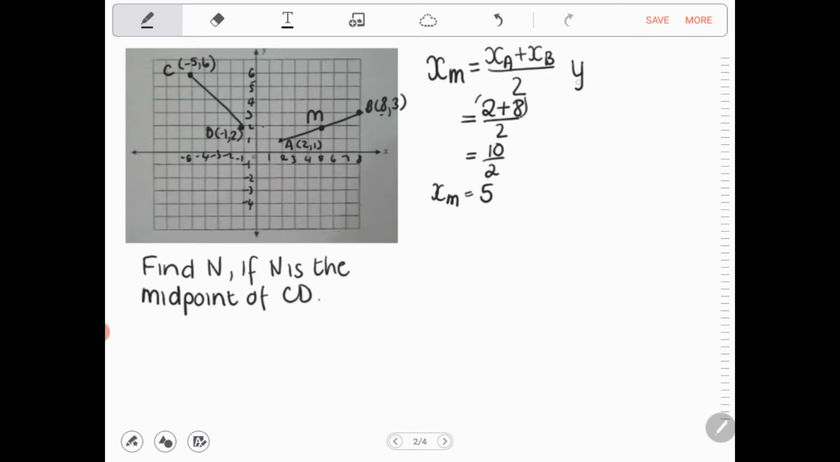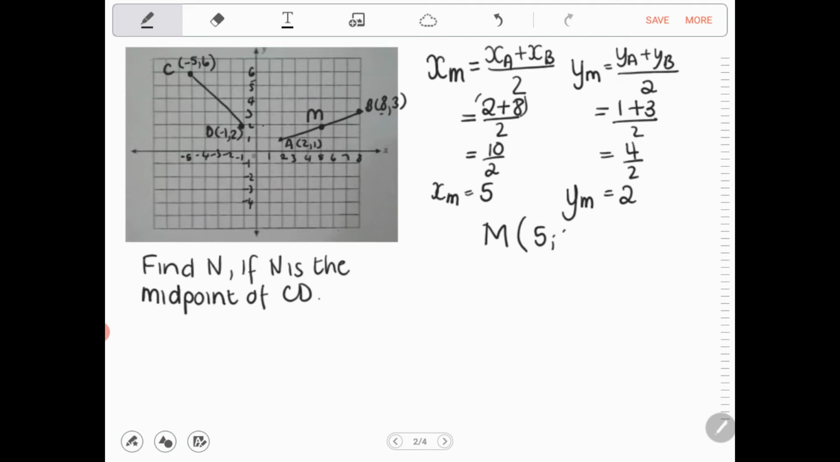Right, and then we go and we work out the y at the midpoint. So the y at A plus the y at B divided by 2. The y at A is a 1. The y at B is a 3. 4 over 2, which gives me the y at the midpoint is 2. So then I finish by saying the coordinates of the midpoint are (5, 2). And if we look at the diagram, we kind of guessed where it was going to be. And yes, it looks like the x coordinate is 5 and the y coordinate is 2.